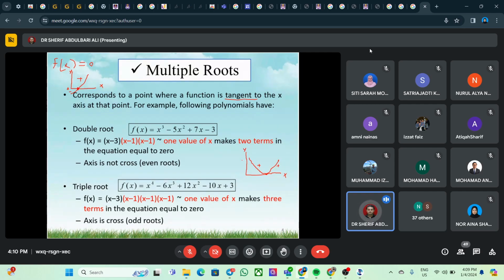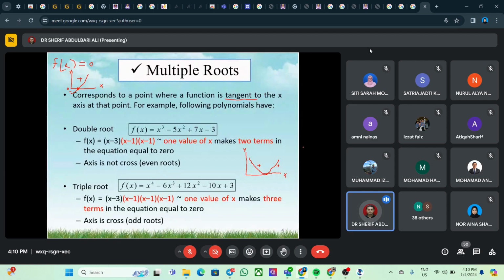So it's not changing the sign. In this case, if you try to use bracketing methods or open methods, you are not going to get this answer. You are not going to get this value. This is considered a limitation of bracketing methods and also open methods.